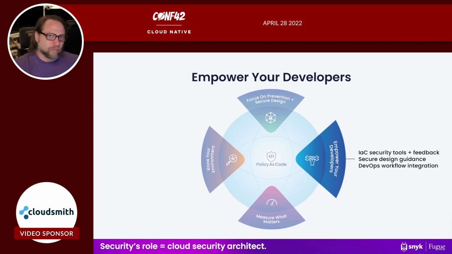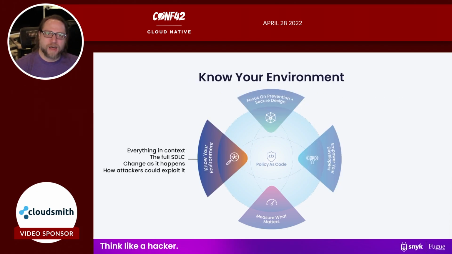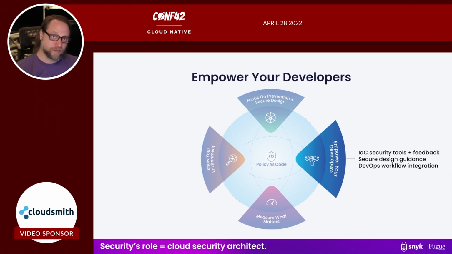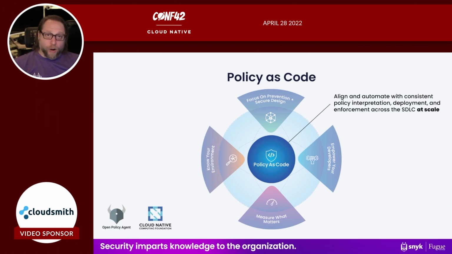So right away, if you look at our first one is know your environment, and then immediately we're going to prevention and secure design, and then to empowering the developers. So all the things we've shown so far contribute to stopping digging the hole that you're currently digging in your organization, right? It's stopping future mistakes from being made. And all of this is being done with policy as code as the mechanism. And if you're not doing this with policy as code, it really comes apart at the seams.